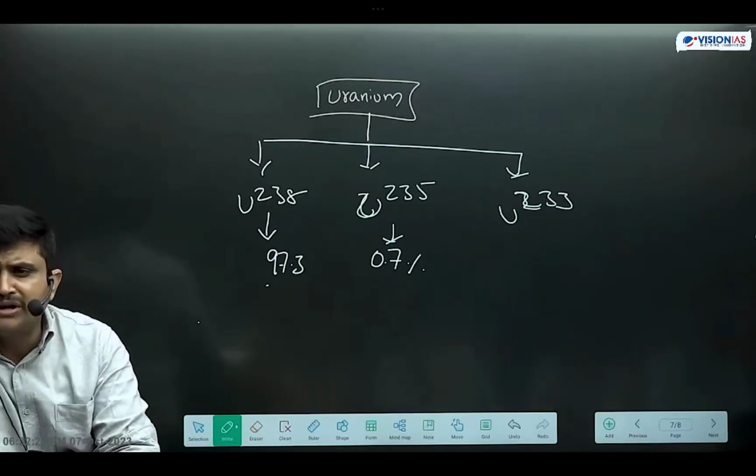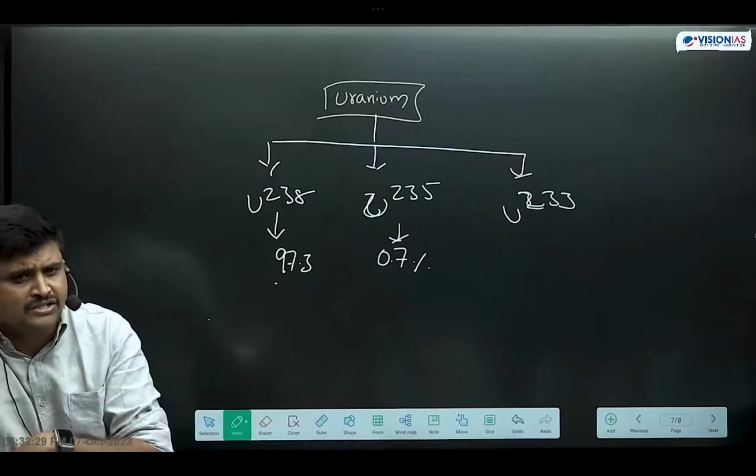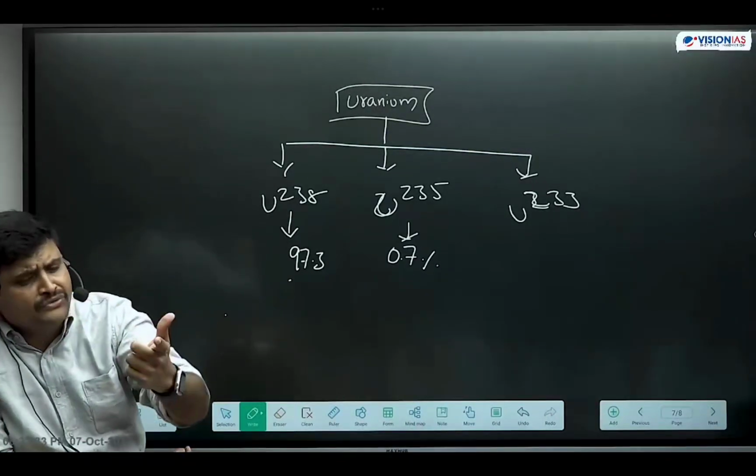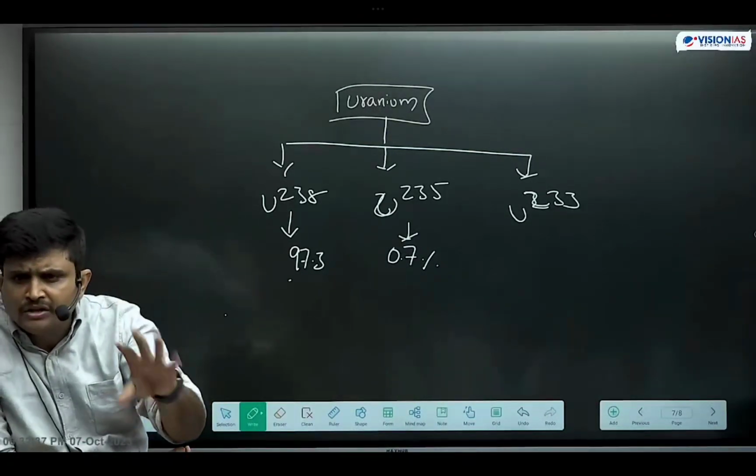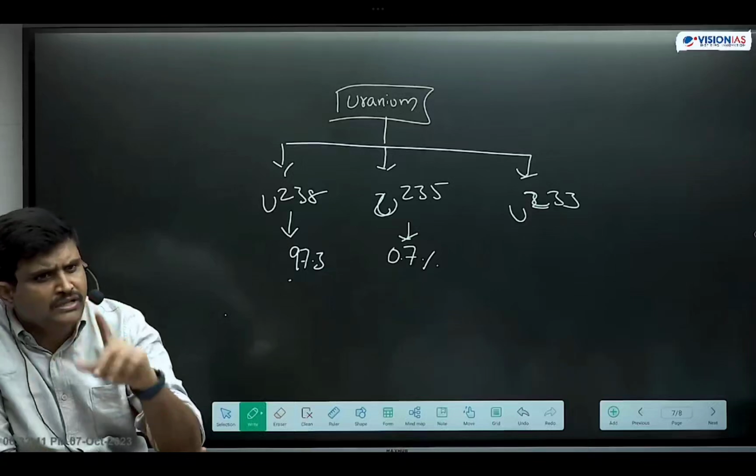Fissility means that when it is bombarded with neutrons, it produces 3 more neutrons plus energy. Fissility of uranium 238 is less. Fissility of uranium 235 is more. Hence, in every nuclear fission reactor, uranium 235 is used as a fuel. Got clarity, students? Is it clear?